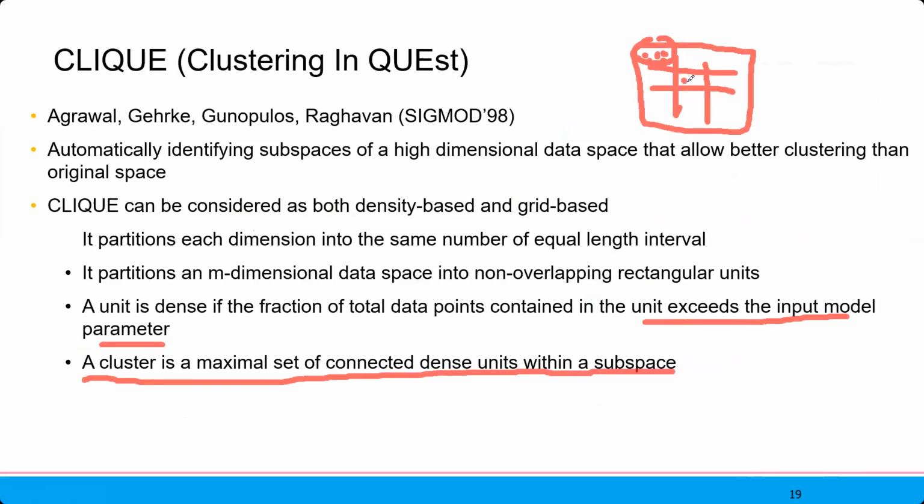So if it is also dense, okay, this is also another cluster that we can consider. If it is also dense, then we can consider this as one cluster. So if it is connected, then we can say this is one cluster.